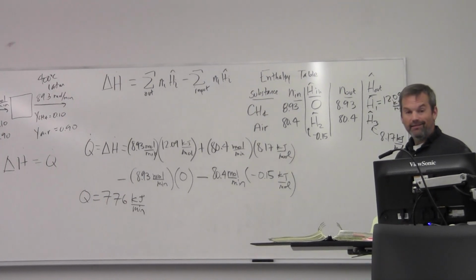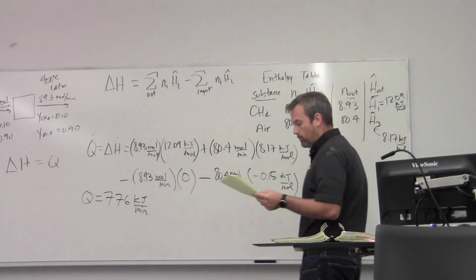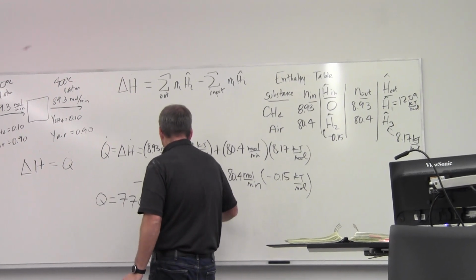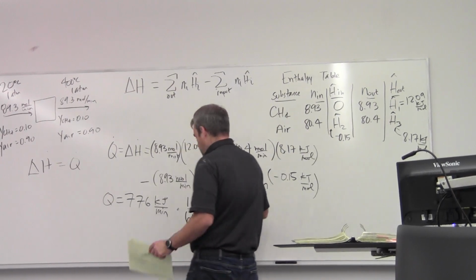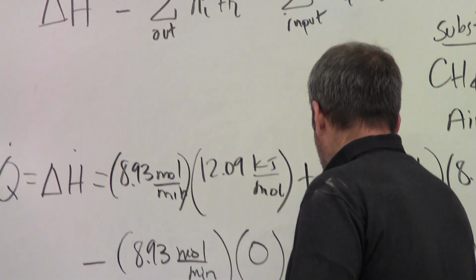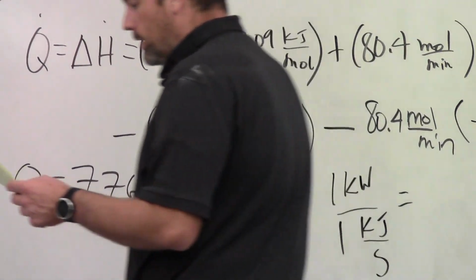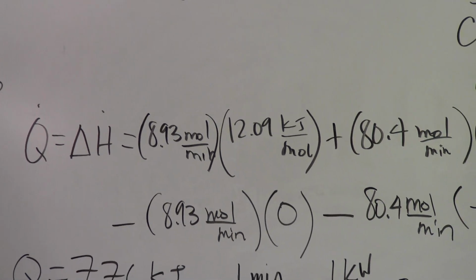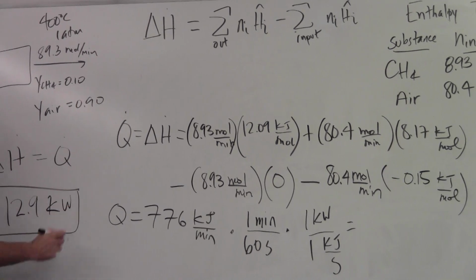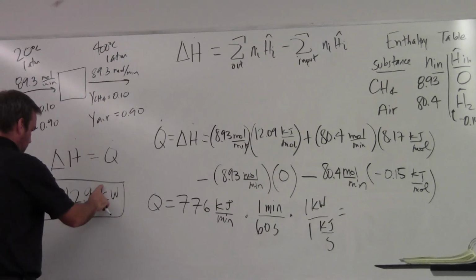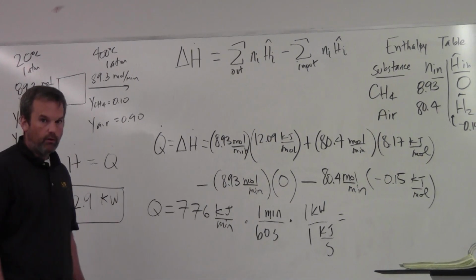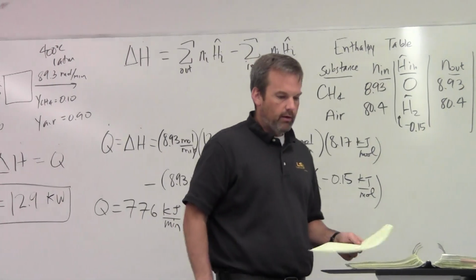That's kilojoules per minute. They asked us for the answer in kilowatts, so I have to do a little bit of unit conversion here. I'll say 1 minute, 60 seconds, and then I'll say 1 kilowatt is 1 kilojoule per second. If I solve that, I get Q equals 12.9 kilowatts. That's an ugly looking K. 12.9 kilowatts.